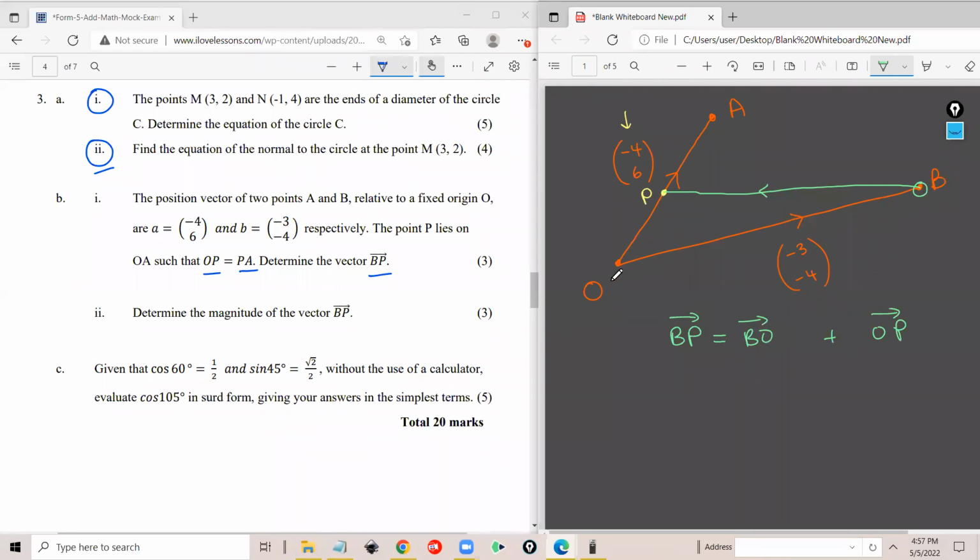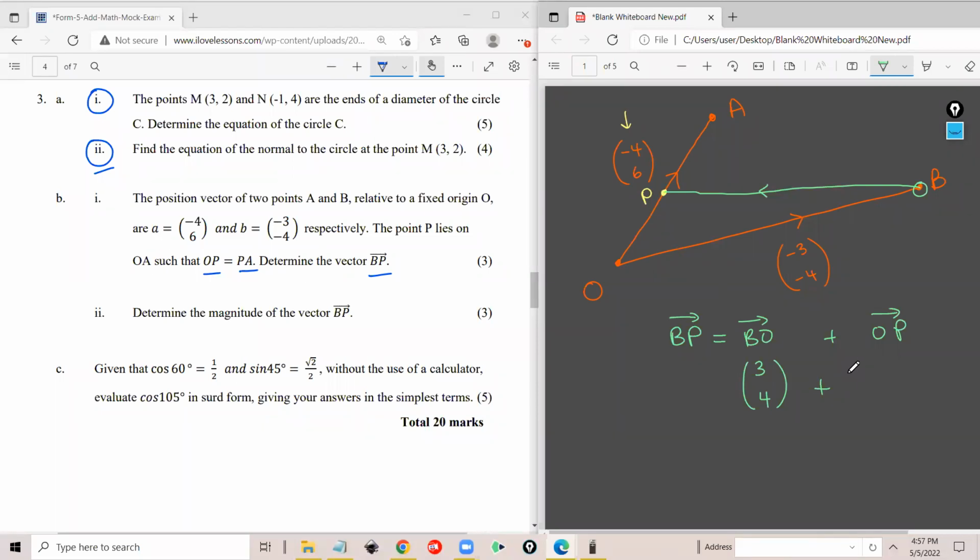B to O, it's against the arrow. So we need to change the signs. 3 and 4. So based on some of the answers that were sent, I think you may have forgotten to change the signs because you're going against that arrow. Now, OP is with the arrow, but it's half the distance.